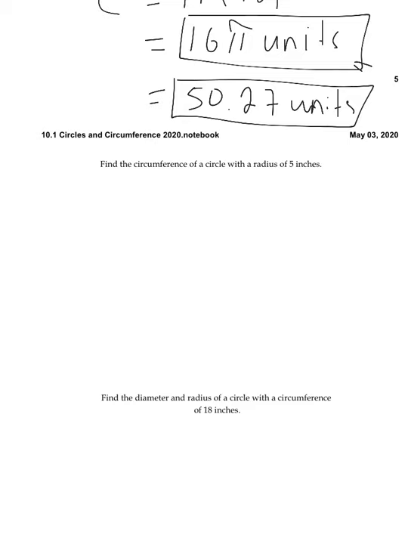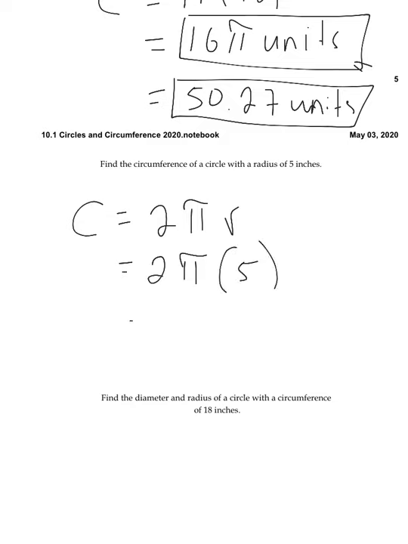Okay, so in this question, find the circumference of a circle with a radius of 5 inches. I'll use the formula circumference equals 2 pi r. So you will get 2 pi times 5. Exact solution will be 10 pi inches.